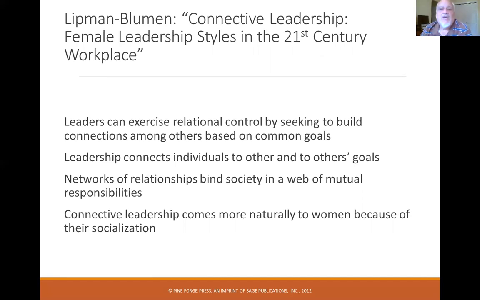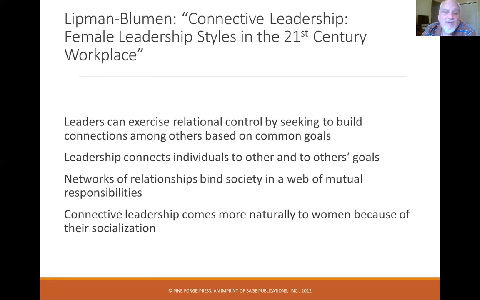Lipman-Blumen, connective leadership, female leadership styles in the 21st century workplace. Again, throughout this book, you're going to see this idea that women maybe lead organizations in a different way. Maybe it's more collaborative than the old dominant bureaucratic type. So leaders can exercise relational control by seeking to build connections among others based on common goals.